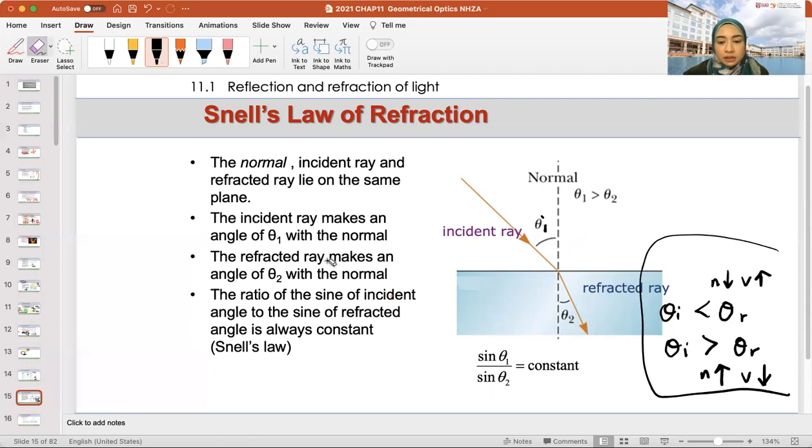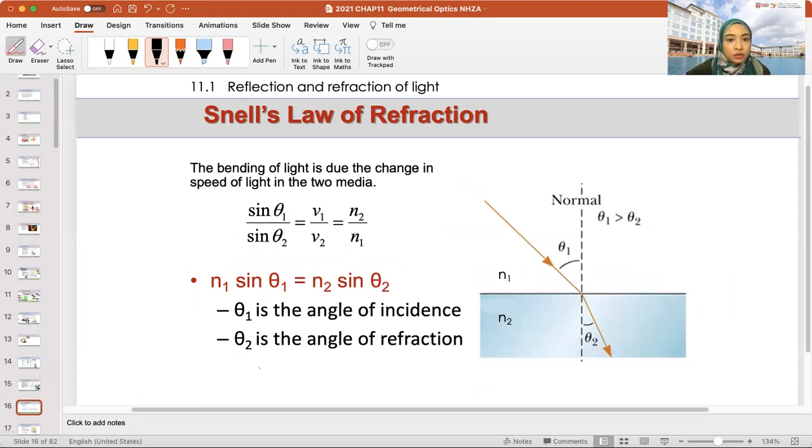Okay, so now Snell's law tells us that the ratio of the sine of incident angle to the sine of refracted angle is always constant. So sine theta 1 over sine theta 2 is constant, and of course, we have an equation later on. The bending of light is due to the change in speed of light in two media. Therefore, we can equate it like this: sine theta 1 over sine theta 2 is equal to V1 over V2.